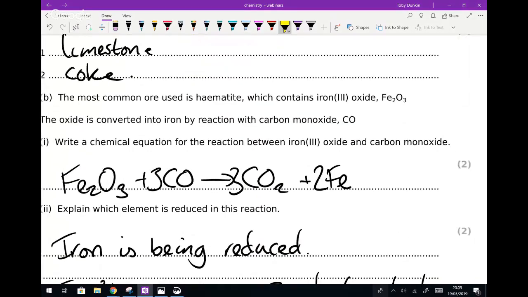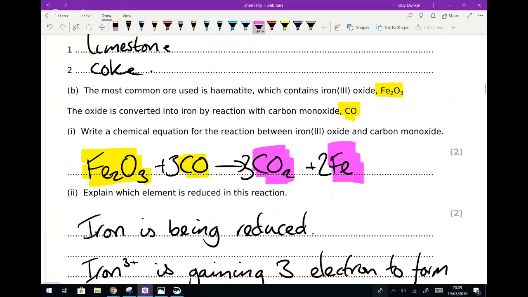They've given us iron oxide, and they've given us carbon monoxide. So they're forcing us to do the reduction using carbon monoxide. So you just input these. In goes the carbon monoxide, in goes the iron oxide, and you're going to form CO2, and you're going to form iron metal, and balance.